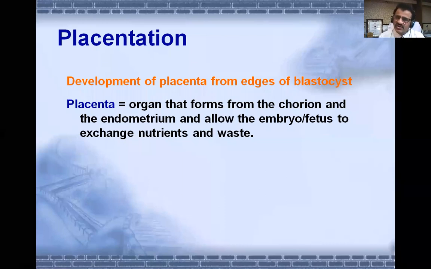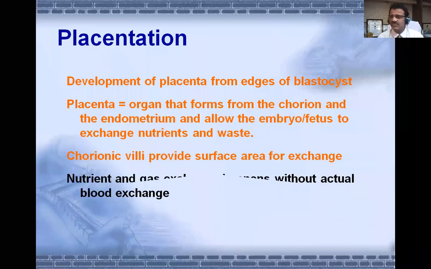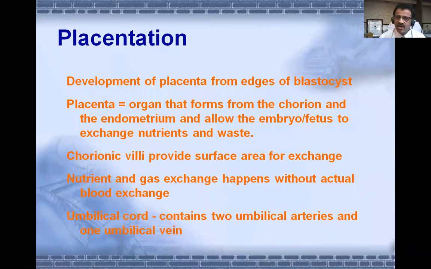So decidual because the endometrium, that portion, is decidua. That is why it is a choriodecidual structure. And chorionic villi provide surface area for exchange. The villi which I showed you, finger-like projections, are for the purpose of exchange of nutrients and exchange of gases that happens without actual blood exchange. So without actual blood mixing that takes place. And the umbilical cord contains two umbilical arteries and one umbilical vein which is connected to the placenta.